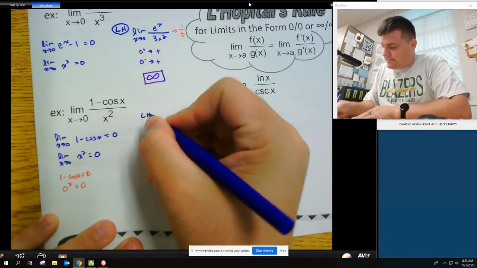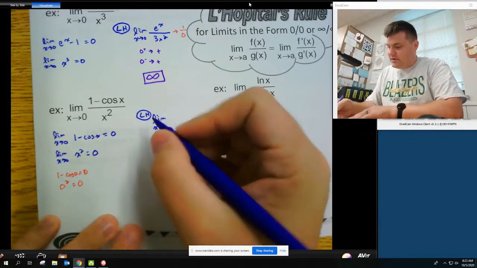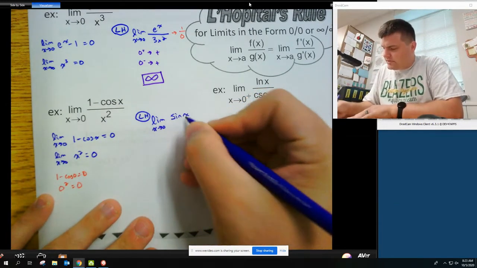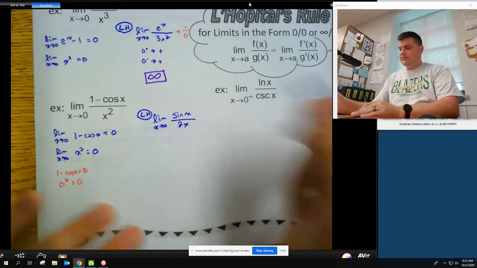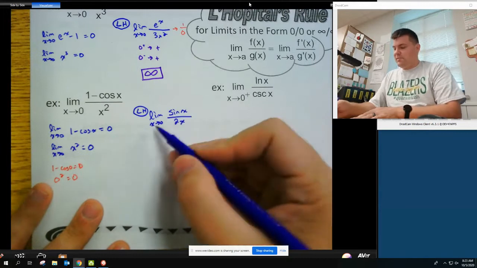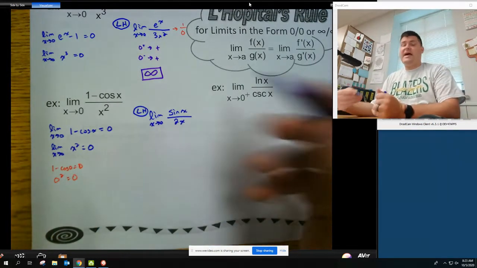I'm going to L'Hopital it. So it's going to give me the limit as x approaches 0. Derivative at the top is going to give me positive sine, it looks like, all over 2x. Okay. Now, if I plug in a 0, I'm going to get 0 over 0 again. So that means I need to L'Hopital it again.